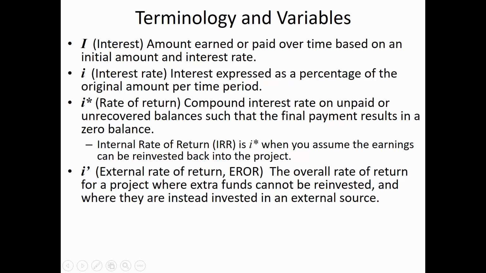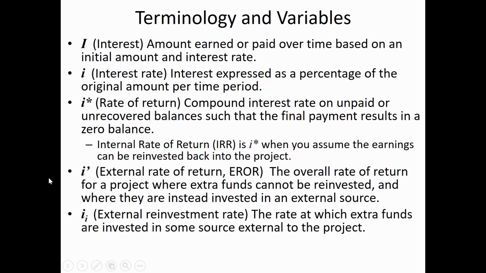I prime is the variable that is often used in external rate of return problems. And that's the overall rate of return that takes into account the external reinvestment rate as well as the rate that the cash is generated by the project itself. So one of the factors that goes into I prime is i sub i. That's the external reinvestment rate that's usually just given to you. That's the rate that the money that's generated earns once it's put into a secondary account.